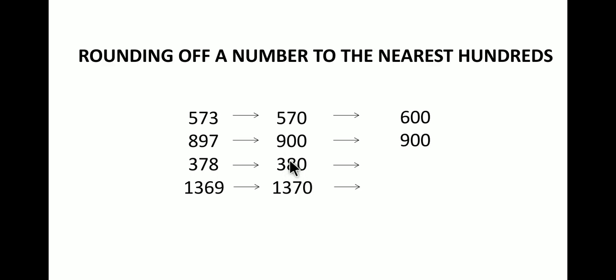380, 8 is more than 5, so it will contribute 1 over here, so 3 becomes 4, so the answer is 400. 1370, 7 is more than 5, so it will contribute 1 over here, so 13 becomes 14, so 1400 is the required hundreds. So this is how we do the rounding of a number to the nearest hundreds. Next is rounding of a number to the nearest thousands.